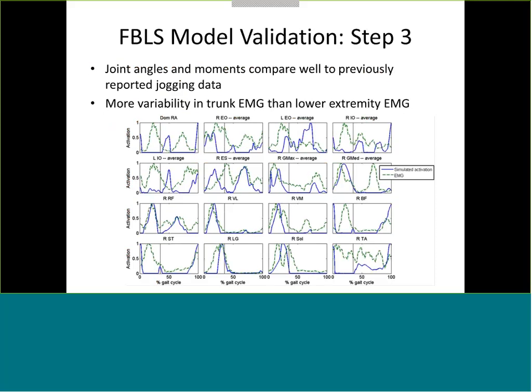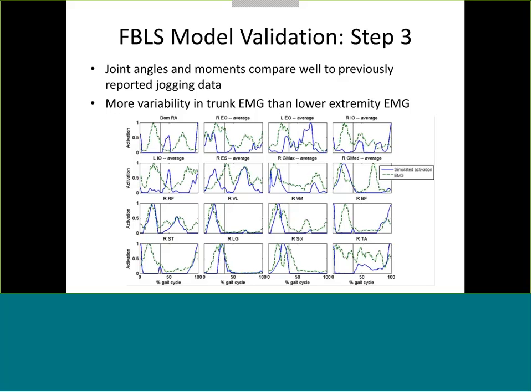So we found that the joint angles and moments of our model compared well to previously reported jogging data. The EMG shown in the graph here also compared pretty well to our muscle activations in the model. You can see that the lower extremity muscle activations compared a bit better to the EMG, which are shown in the bottom 2 rows of this graph, than our trunk muscle activations. One reason for this possibly being that the lower extremity muscles function during running as the primary movers of the limbs, whereas the trunk muscles are functioning to stabilize the upper body.